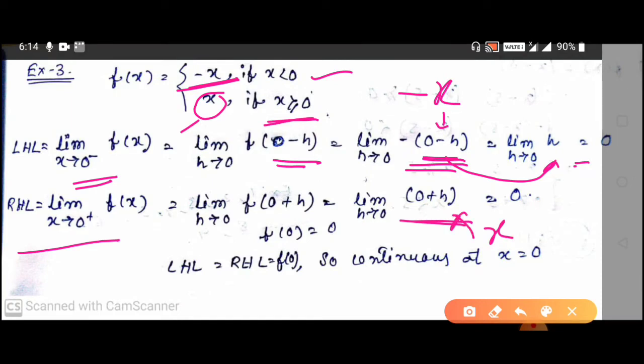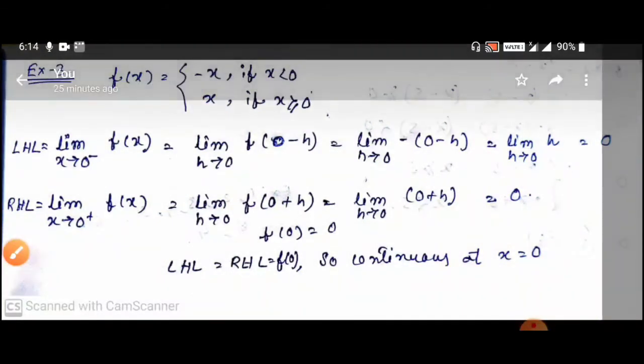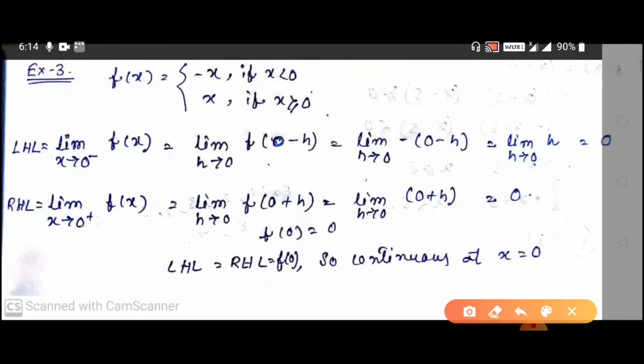Now see, in the left hand limit here we have written 0 minus h, and in the right hand limit here we have written 0 plus h. This is because 0 positive means right side of the 0, that means more than 0. But how much more? The small number is h. So more than 0 means 0 plus h. Some number is there which is more than 0, and that number is 0 plus h, and the small difference is h.